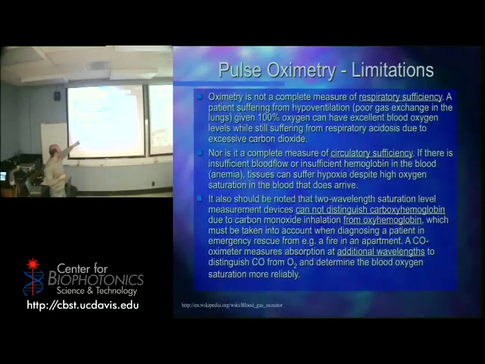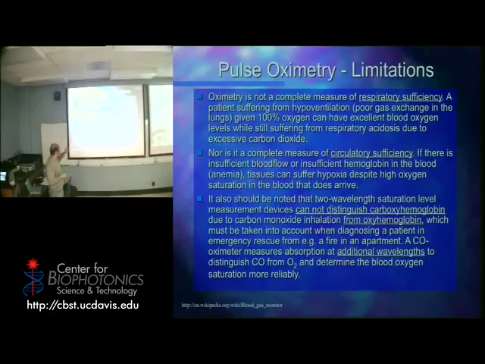Nor is it a complete measure of circulatory sufficiency. You could have 100% oxygenated blood, but very little blood. That's still a problem, right? If your body needs a certain amount of oxygen, but you've only got half of that being delivered to it, your arterial blood is fully oxygenated. It's as oxygenated as it can be, but there's still not enough oxygen being delivered to your body.